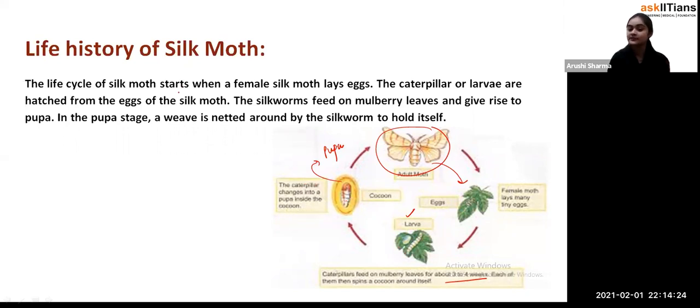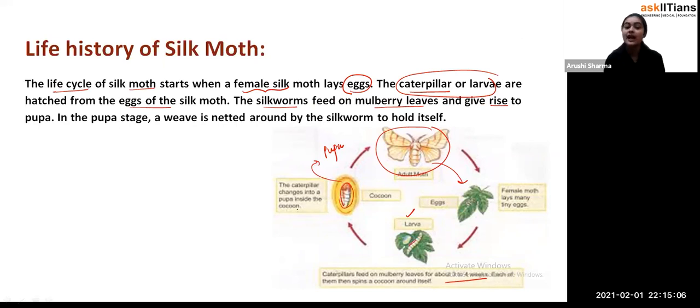Okay. So what we have seen till now is that the life cycle of the silk moth starts when a female silk moth lays the eggs. The caterpillar or the larva, these two are the same thing, are hatched from the eggs of the silk moth. When the silk moth lays the eggs over the mulberry leaves, these eggs are hatched, and after the hatching we get the larva, the caterpillar. These caterpillars are the silkworms which feed on the mulberry leaves and give rise to the pupa.